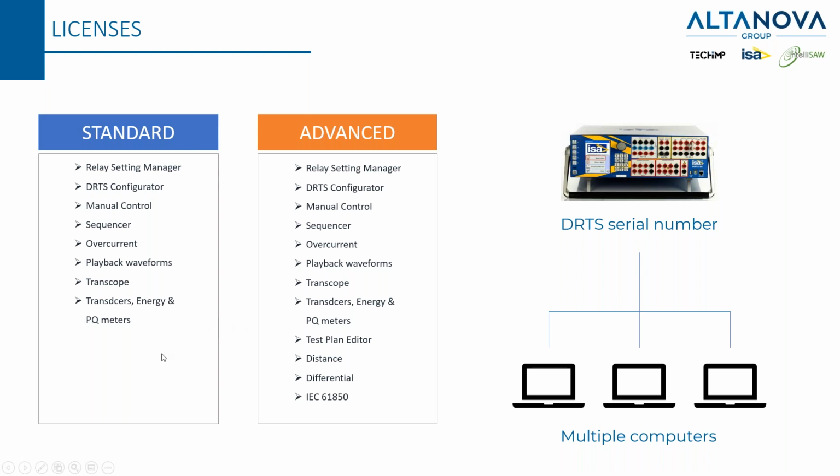To make an example, if you are an operator that works in a medium voltage grid, and most probably you will never have to test distance protection or differential protection, or you will never have to take care about the IEC 61850 protocol, then what you can do is to ask for the standard license. Then you can ask for a price reduction, so you will not pay for software that you will never use.